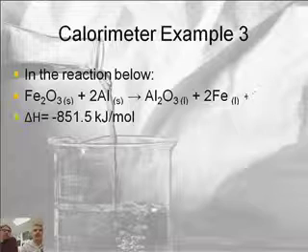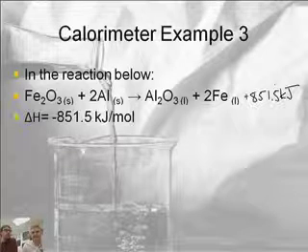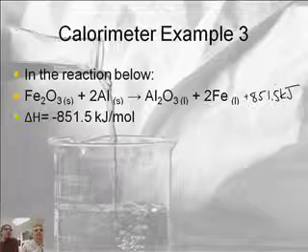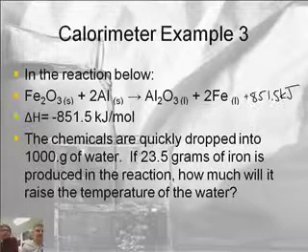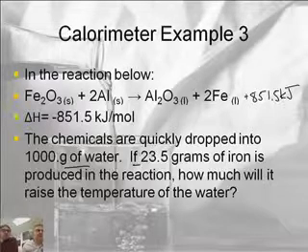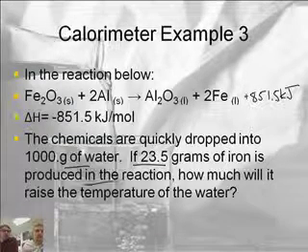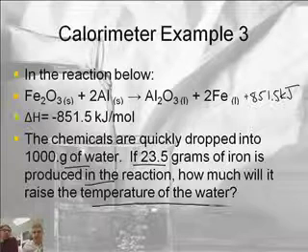So we have a reaction with the delta H, and since it's negative, I'm going to write 851.5 kilojoules. Now, why did I not put a negative sign there, Mr. Sams? Because you wrote it as a product, and as a product, it's implied that it's exothermic and therefore negative. Okay, so that's the question. Now here, the chemicals are quickly dropped into 1,000 grams of water. If 23.5 grams of iron is produced in the reaction, how much will it raise the temperature of the water?